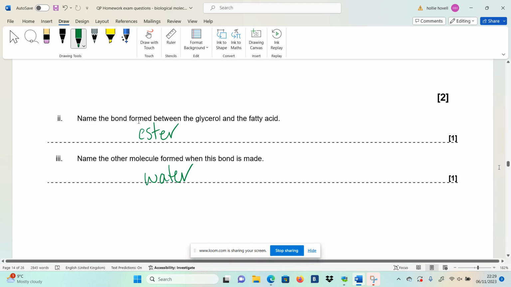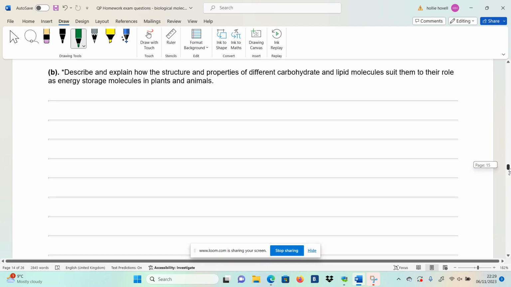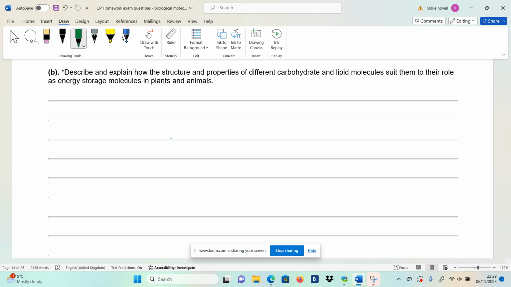Okay, next question. Describe and explain how the structure and properties of different carbohydrate and lipid molecules suit them to deliver their role as energy storage molecules in plants and animals.